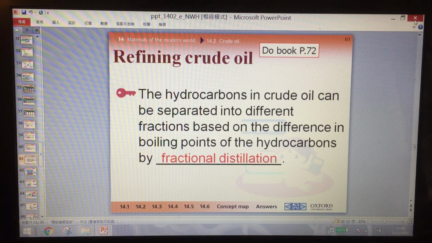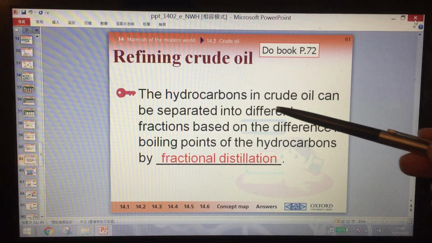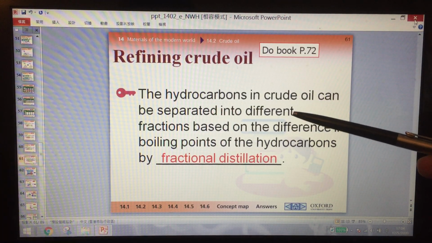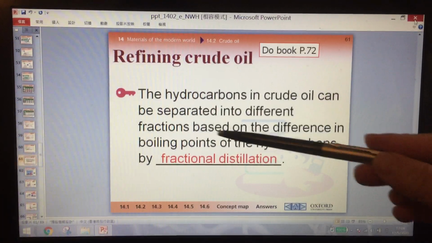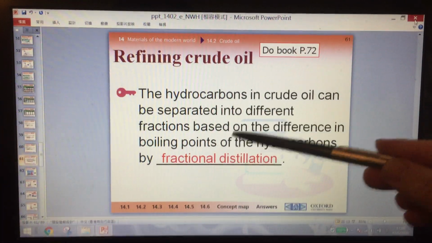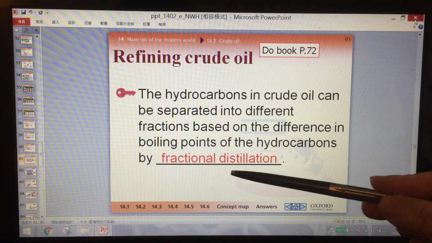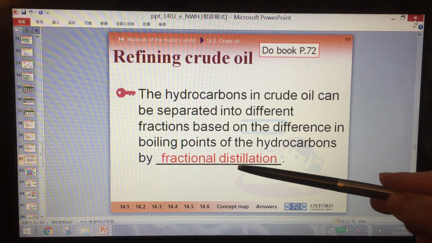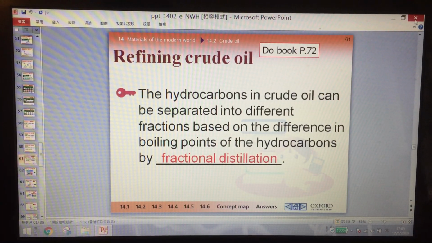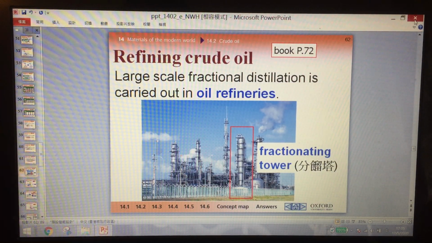Okay, this is the key. Write down the answer in your book. The hydrocarbons in crude oil can be separated into different fractions based on the differences in boiling points of the hydrocarbons by what method? Fractional distillation. Okay, I pause here.